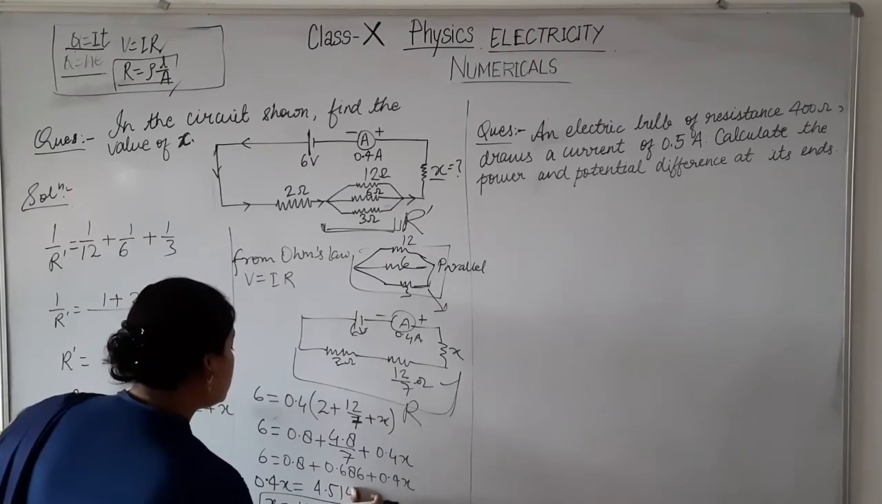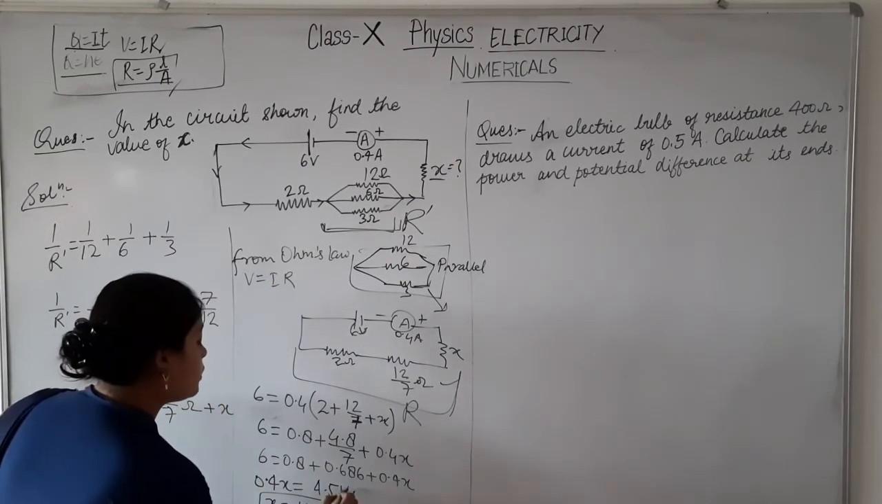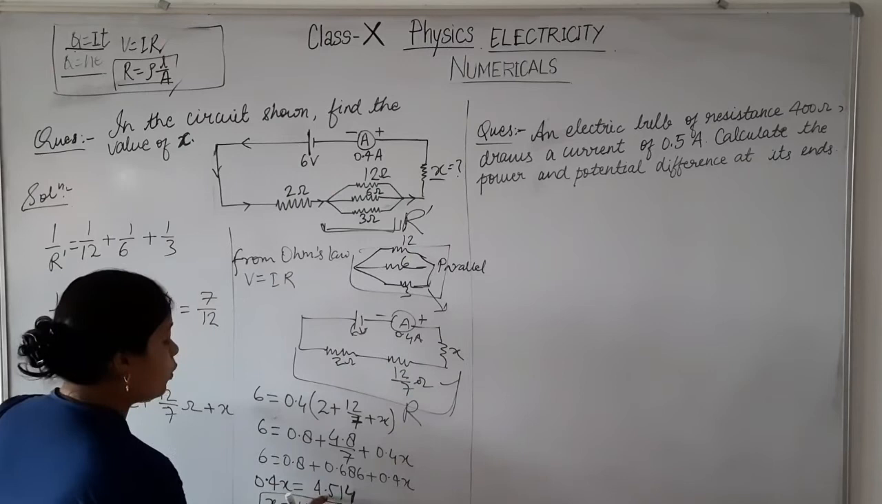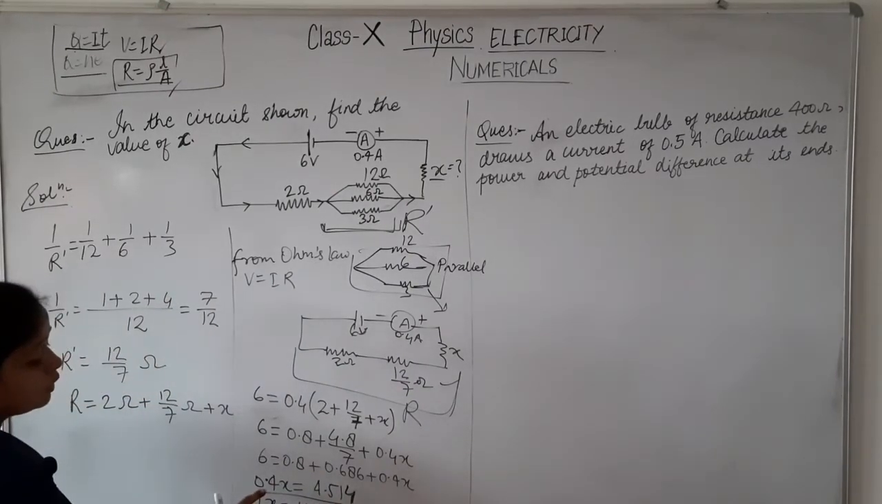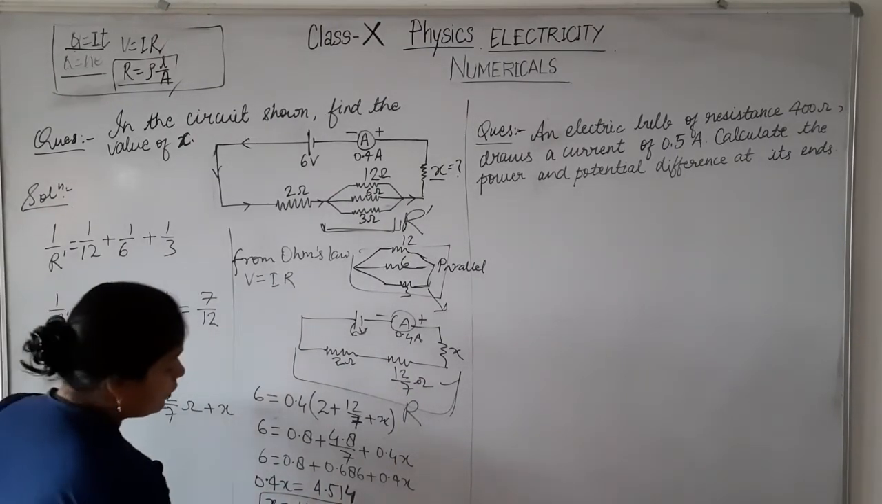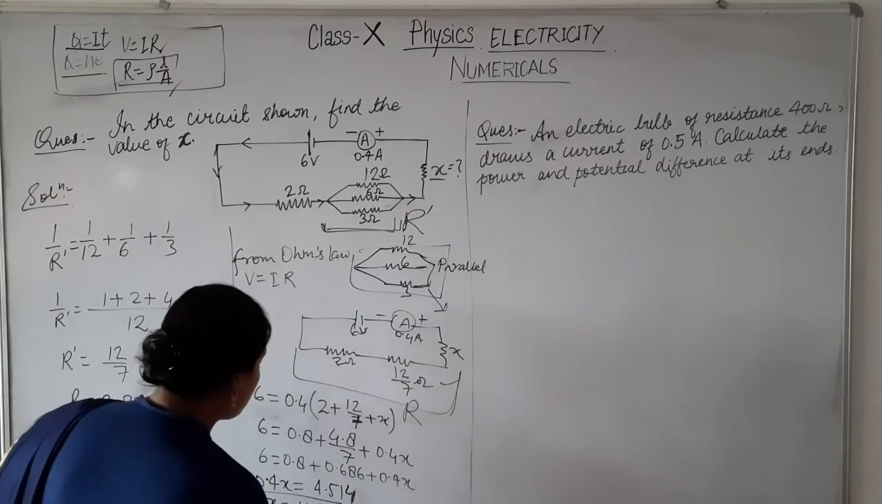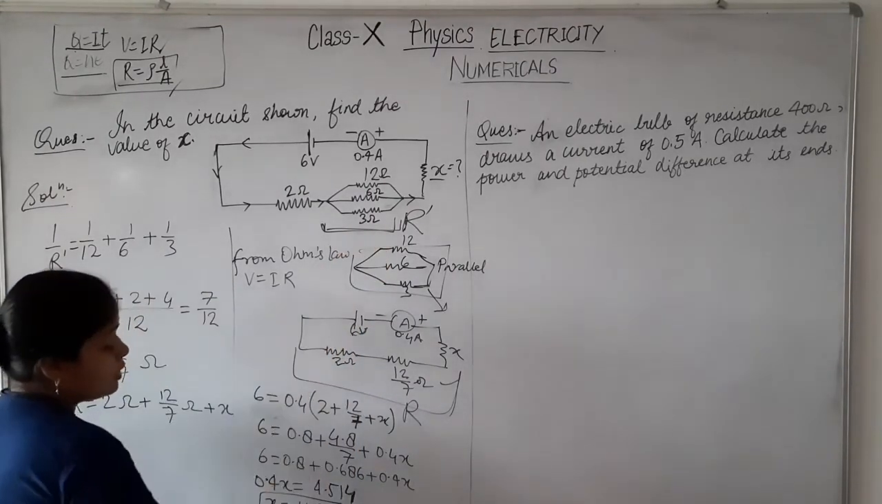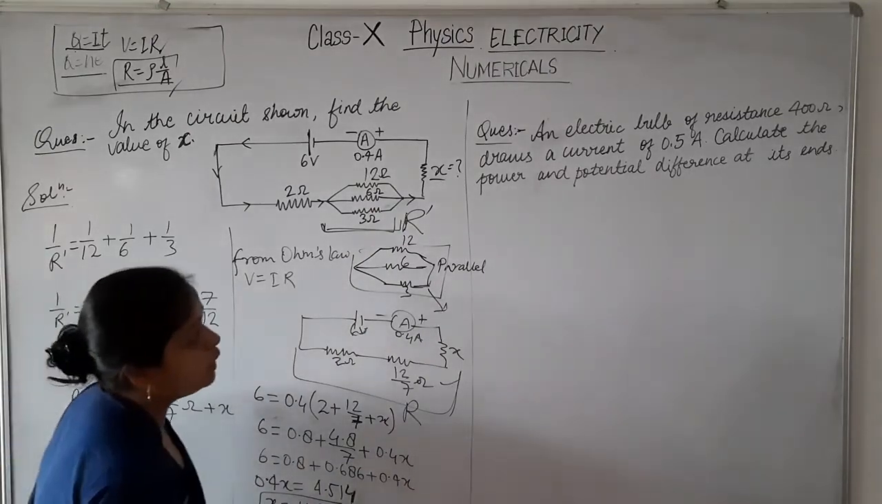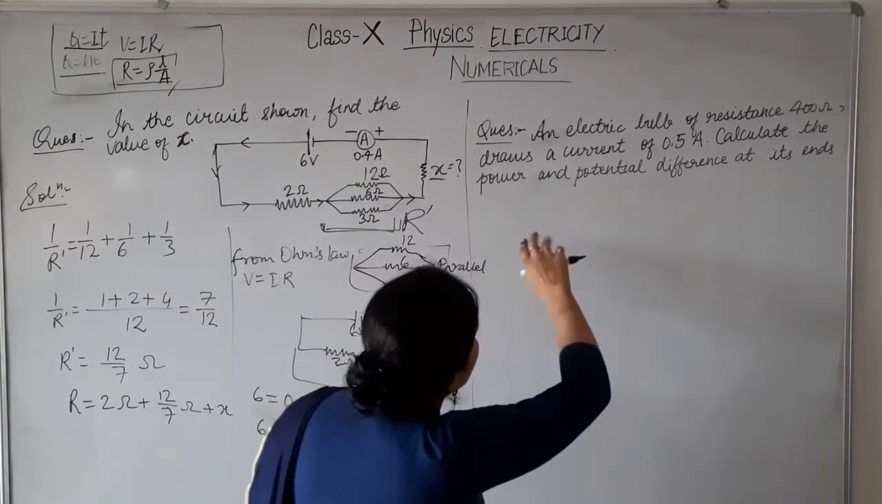Sorry, it will be like this. On dividing 4.514 by 0.4, what will we get? x is equal to 11.3 ohm. So the value of x we have found is 11.3 ohm. Now move to the next question.